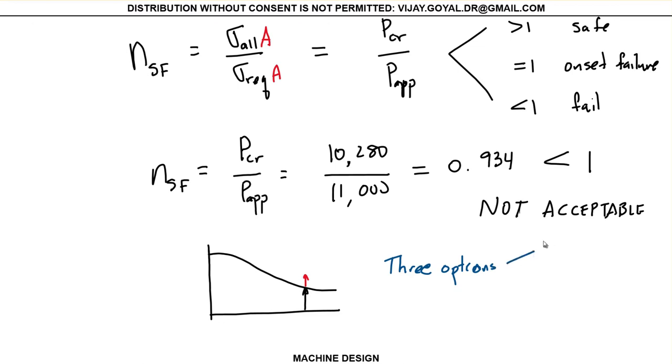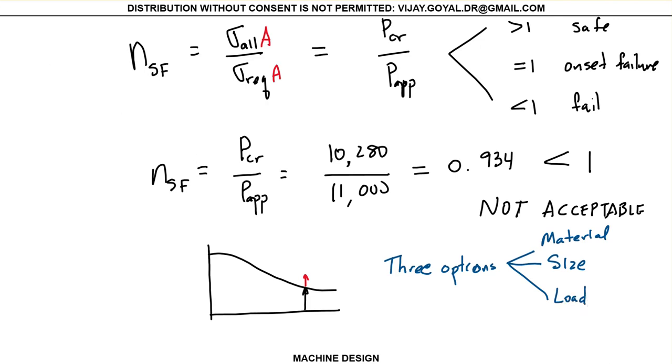The first option is to change the material, right? Because your P critical depends on your material. I can use a stronger material. Second option is size. I can change the size. Third option is the load. I can change the load.